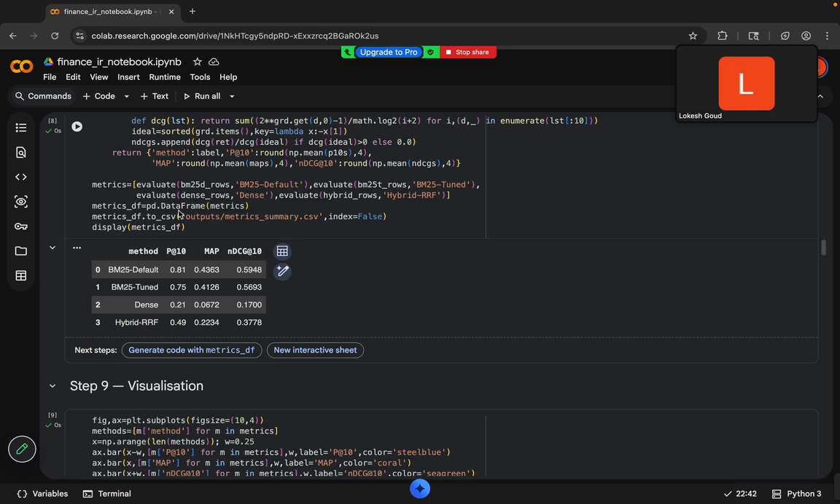BM25 tuned. Dense retrieval alone is below BM25. This is because all-MiniLM-L6-v2 wasn't fine-tuned on 1980s Reuters text. It struggles with domain abbreviations like DLRS and PTS.